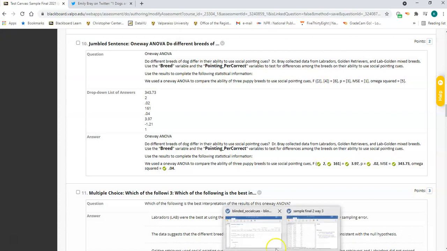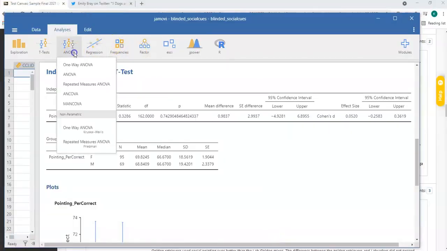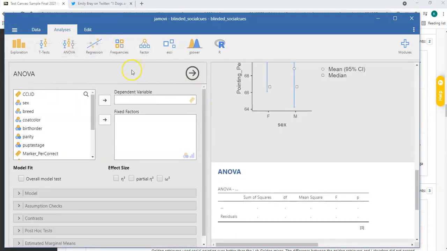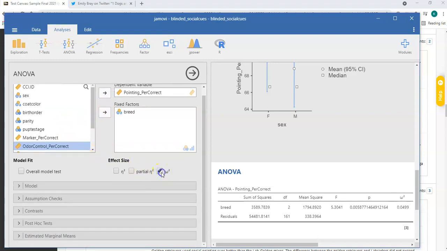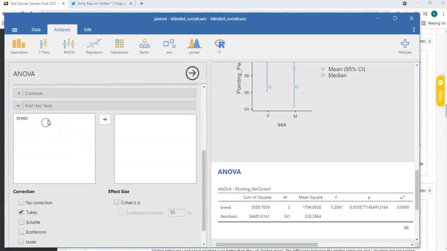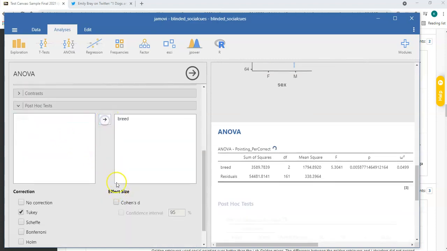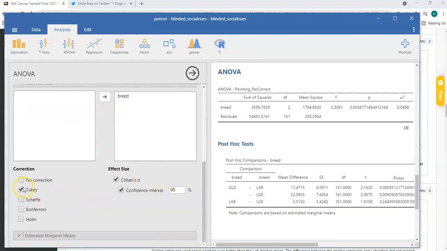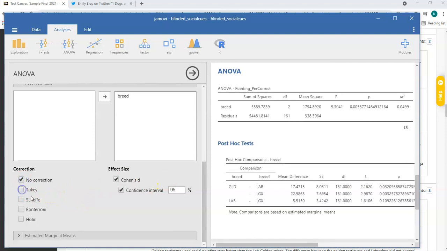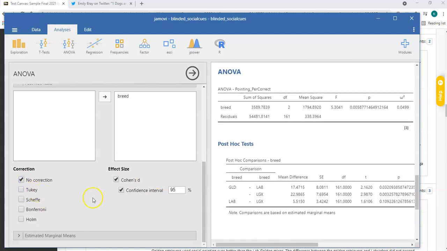So let's go ahead and analyze this data. So now we want to do an ANOVA. I want to go to ANOVA. Again, go to ANOVA, not one-way ANOVA. Breed is our factor. Our dependent variable, again, is still the pointing task. You want to get omega squared. You want to get all of your post hoc tests. You want to get Cohen's d and the confidence interval for Cohen's d. And you've got to remember to get a no correction p-value, not a Tukey correction p-value.